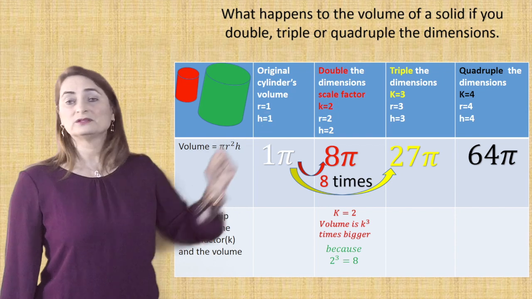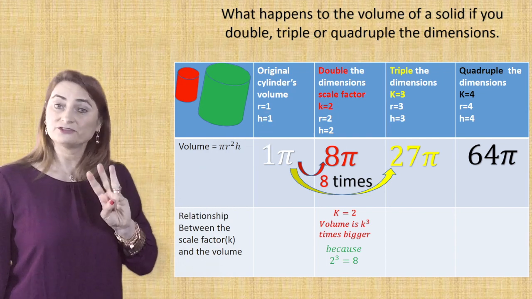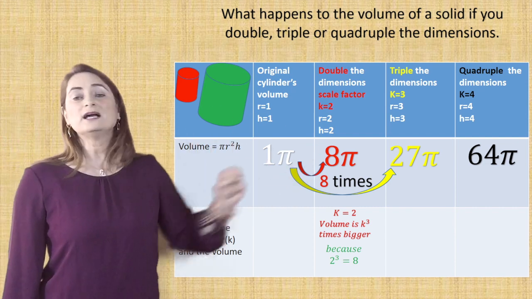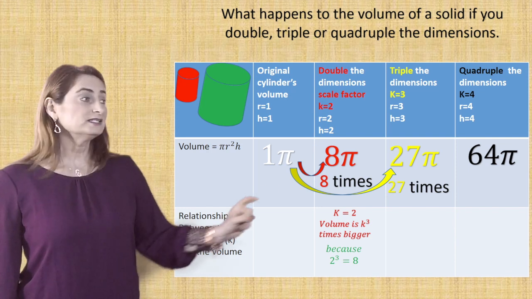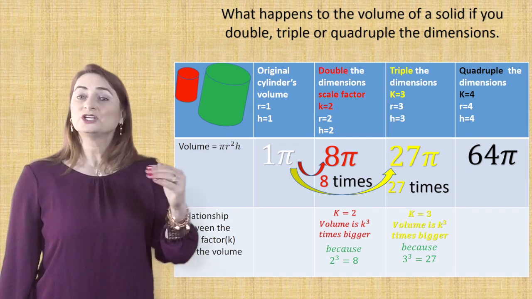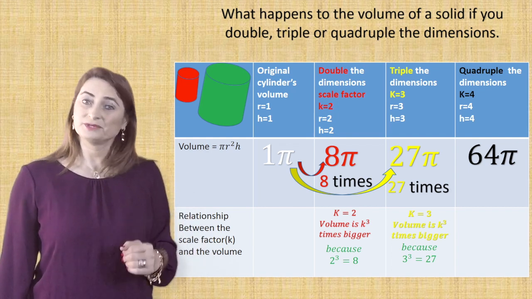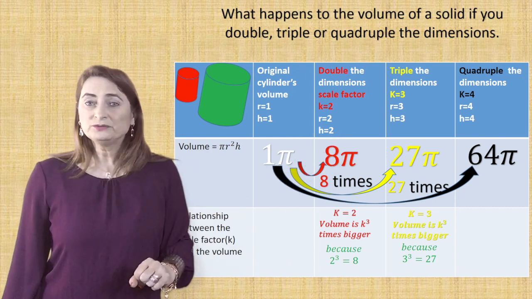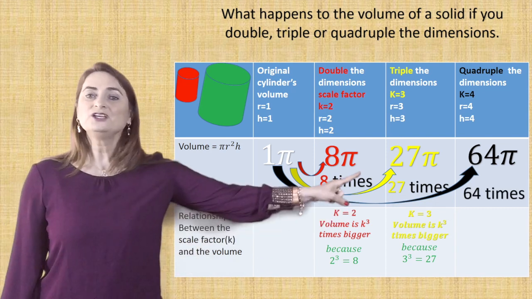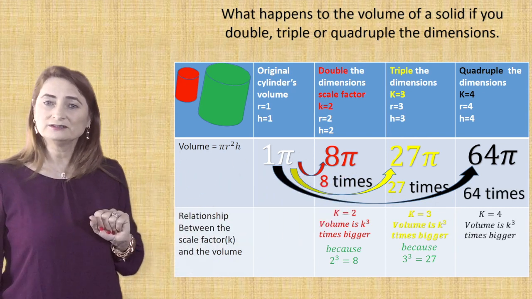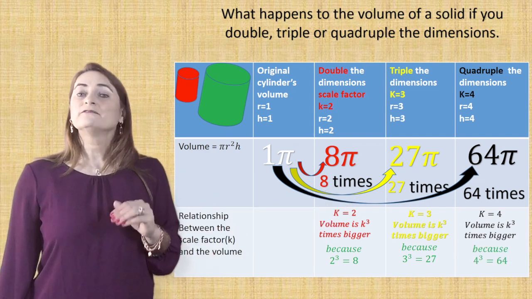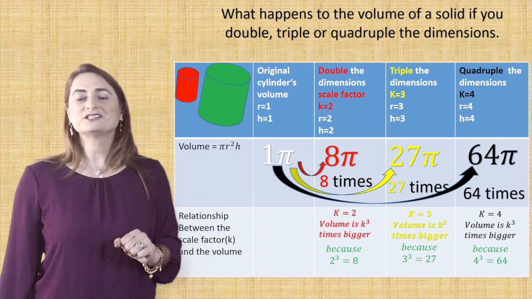Now, what if you triple the dimensions? That means the scale factor of 3. How many times bigger from the original? It's 27 times bigger. Since the scale factor is 3 and I cube the scale factor, 3 cubed gives you 27 times bigger. What if you quadruple the dimensions? That means the scale factor is 4. The volume is 64 times bigger than the original. So if the scale factor is 4 and you cube the scale factor, 4 cubed equals 64 times bigger.